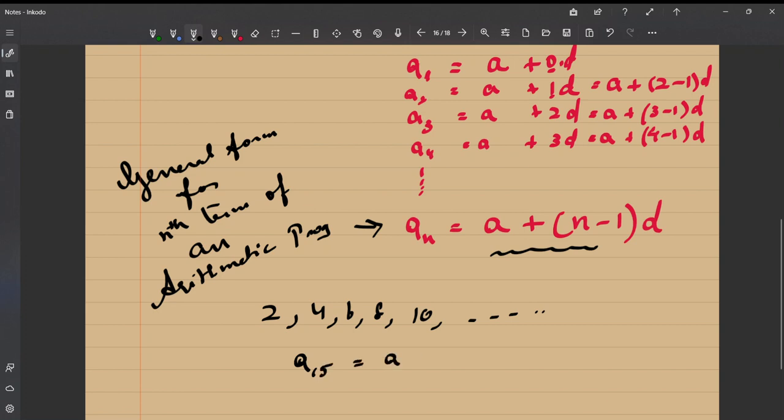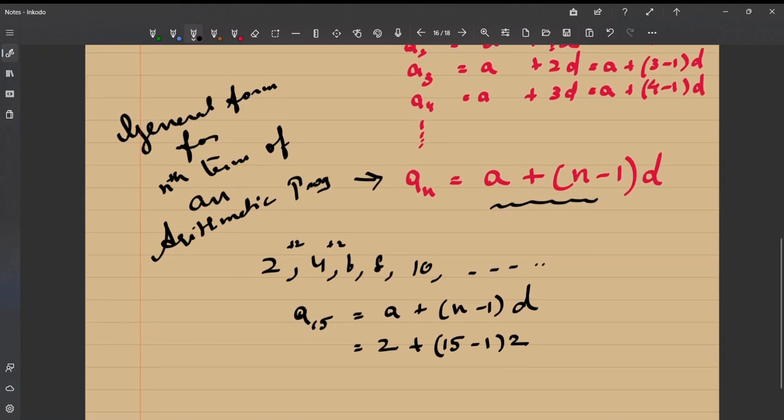a15 is equal to a plus n minus 1 d, where a is 2 and n is 15. So 15 minus 1, and d, which is the jump size, is plus 2. So 2 plus 14 multiplied by 2, or 2 plus 28. So the 15th term of this particular sequence is 30. Okay, so we have found it using this general form of the nth term.